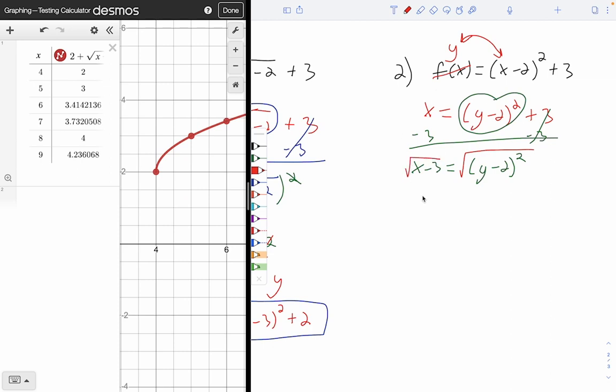So on the left-hand side, again, you don't need to simplify it. It's just square root x minus 3 equals, on the right-hand side, the square cancels the square root, and you have y minus 2. And then I just solve for y by adding this 2 over. So I add this 2 over to here, and I get square root x minus 3, and then plus 2 at the end is equal to y.